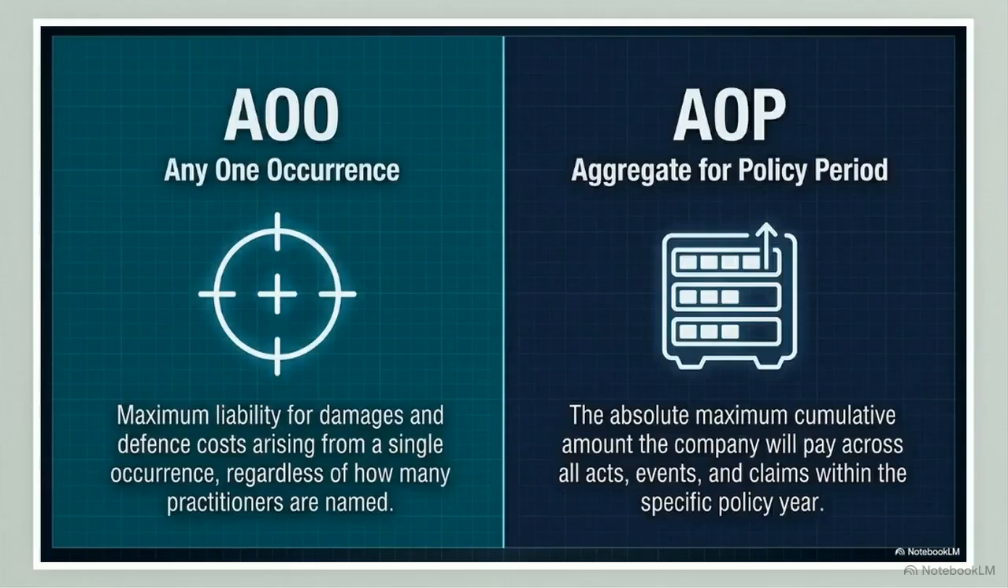This graphic breaks down the two distinct financial limits Dr. Sharma faces when a claim is filed. The first is AOO, or any one occurrence. This is the absolute maximum the company will pay out for damages and defense costs stemming from a single event. The second is AOP, aggregate for policy period. This is the cumulative limit. It's the total maximum amount available across all claims within that specific policy year.